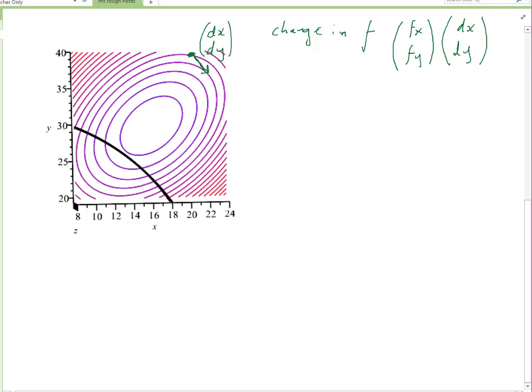Also, as well as the function's value, I could find the value of this constraint, and it would not be 1024 because I'm not on the line. But the change in g, the constraint function, would be gx, gy, those partial derivatives, times the direction I'm moving in.